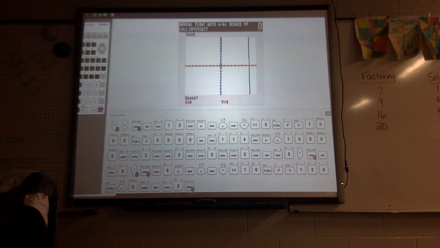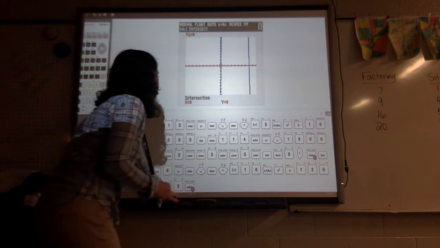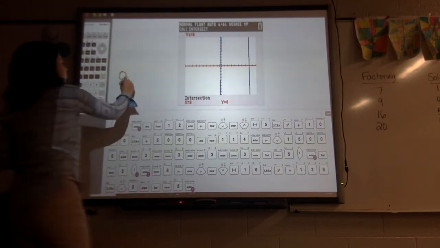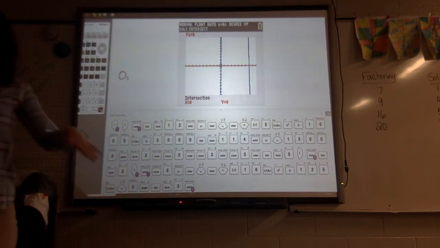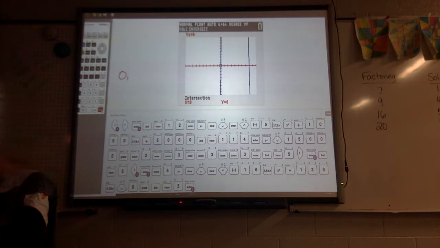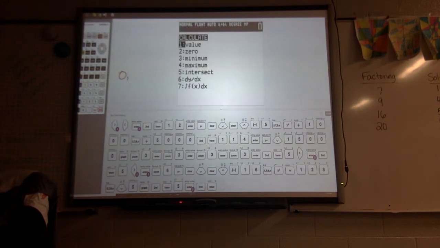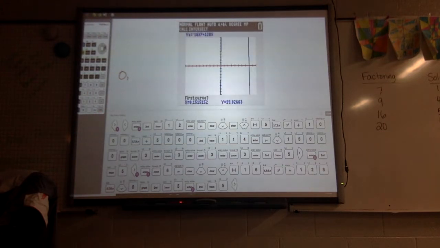Enter, enter, enter. The first time that ball is on the ground is at 0 seconds, which makes sense because that's when it's sitting on the tee on the ground and I haven't even hit it yet. Okay? Then I go back to second trace, intersect. This time I'm going to get the intersection point on the right, which is when the ball's coming back down and hits the ground.